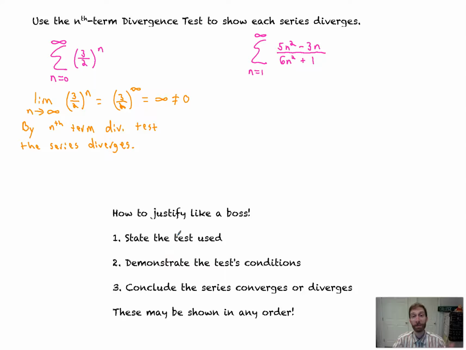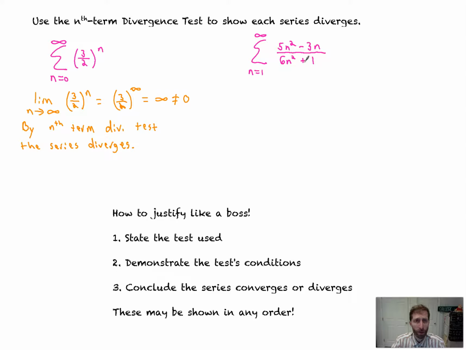You have to state the name of the test you used. Here's the nth term divergence test. You have to demonstrate the test's conditions. In this case, the test's condition is finding the limit and showing that it does not equal 0. And then you have to make the conclusion that the series either converges or diverges, which we did. You can do that in any order. You could have said, this series diverges by the nth term divergence test, and then show the justification of the algebra right here. Doesn't matter the order you do it in unless your teacher says otherwise.